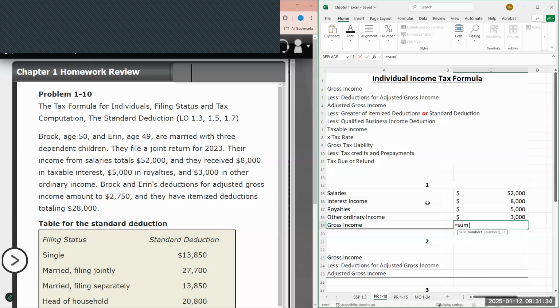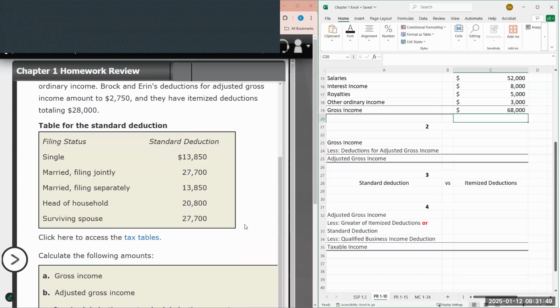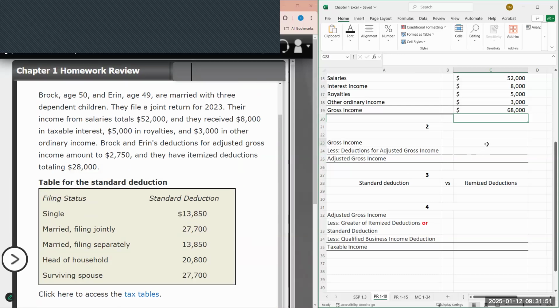So if we add the salary of 52,000, interest income of 8,000, royalties of 5,000, other ordinary income of 3,000, Brock and Erin have gross income of 68,000. So we solve that, 68,000. And now we bring the 68,000 down and we factor in, well, okay, do they have any deductions for adjusted gross income? The problem lets us know that they have deductions for adjusted gross income of $2,750. So we factor that in.